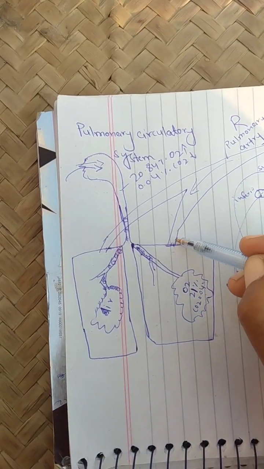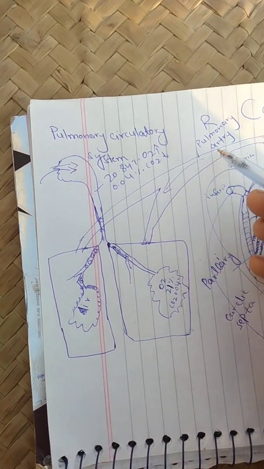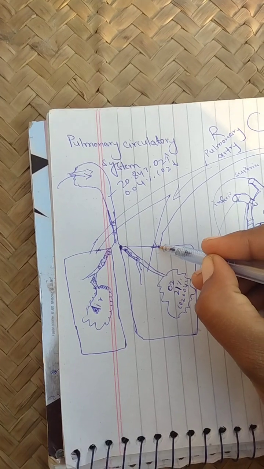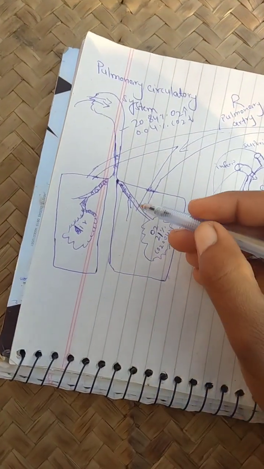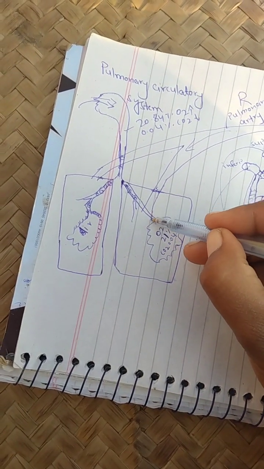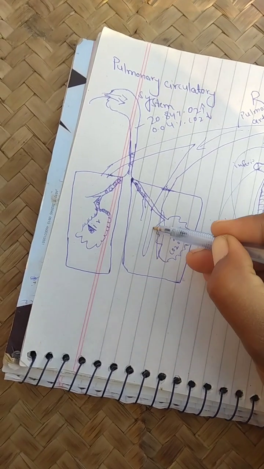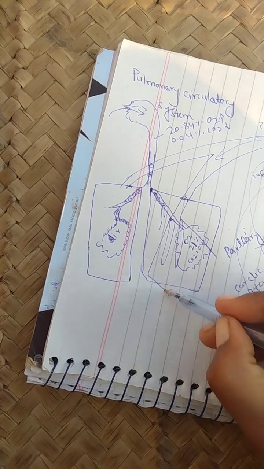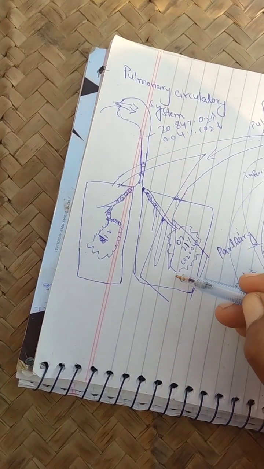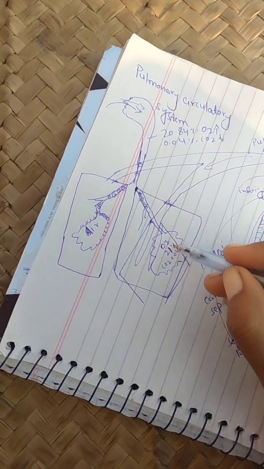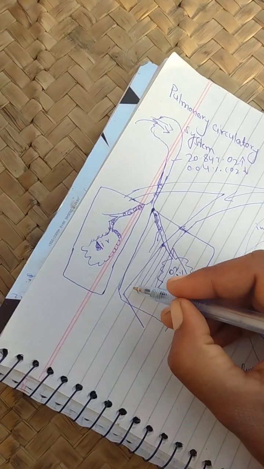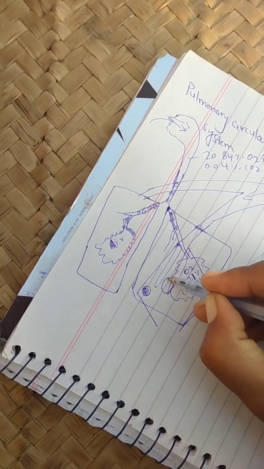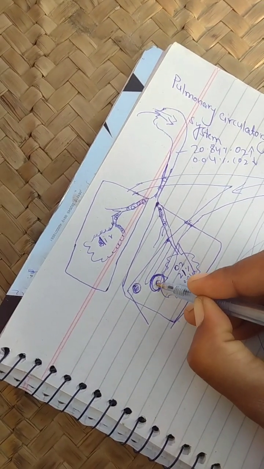And the artery is divided into arterioles, and the arterioles divide to make the capillaries. Capillaries consist of blood. This is the blood, the red blood cell.